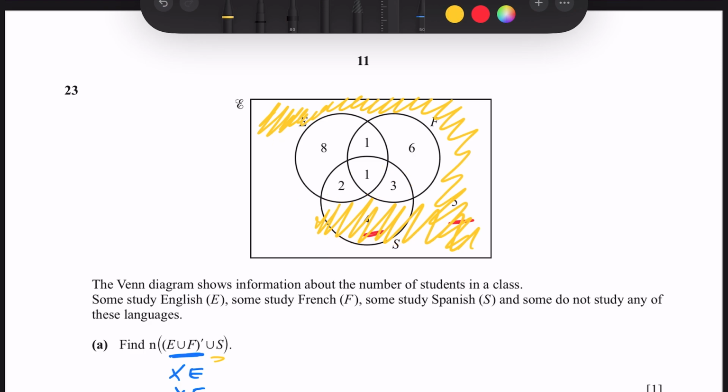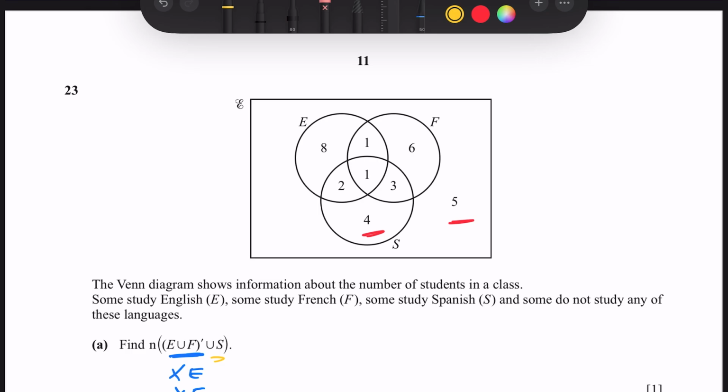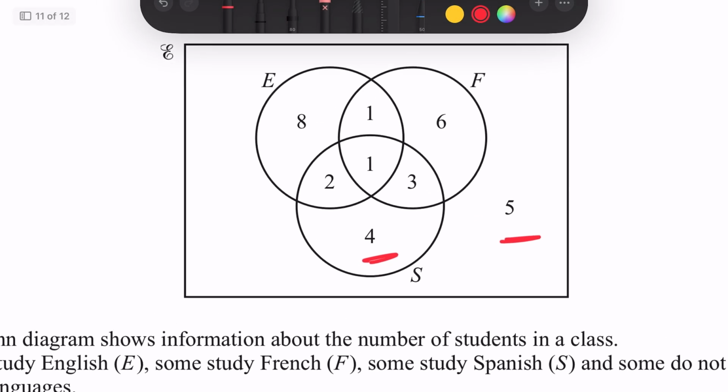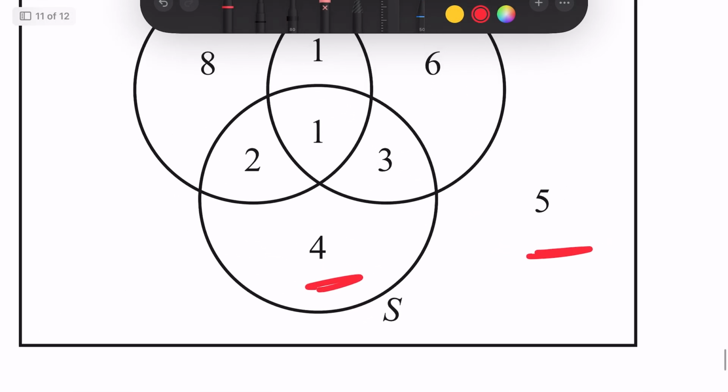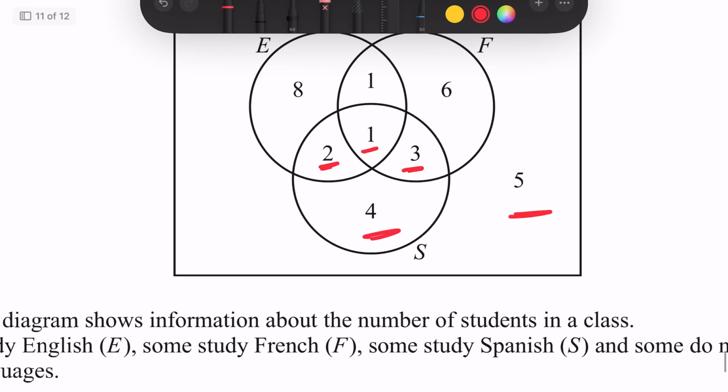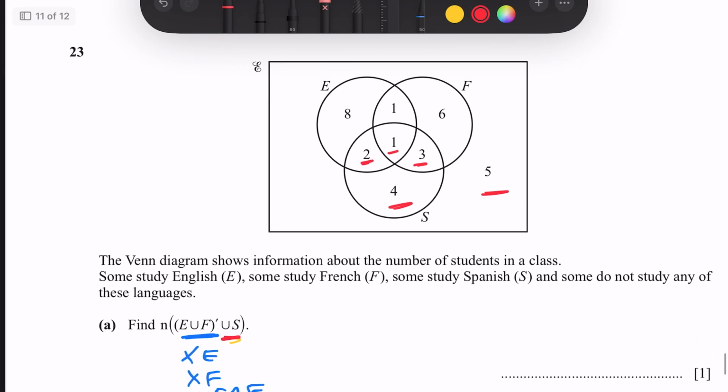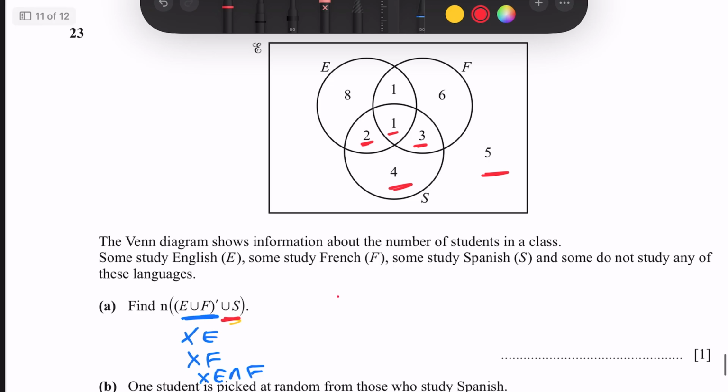So 2, 1 and 3, which are not in E union F prime, since they are in E or F or both E and F, but they are in S, so therefore you can add them in the final calculation since they are in S, and you can union, and you're checking the number of elements that could be in S or they could be not in E or F at all. So 4 plus 2 plus 1 plus 3 plus 5, which is equal to 6 plus 1 plus 8, which is equal to 15.